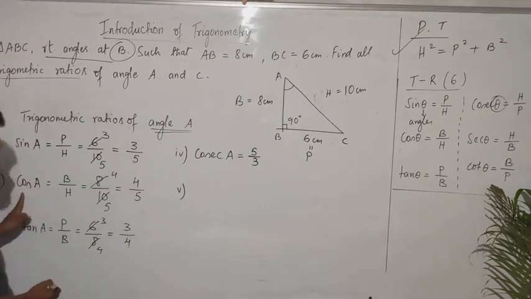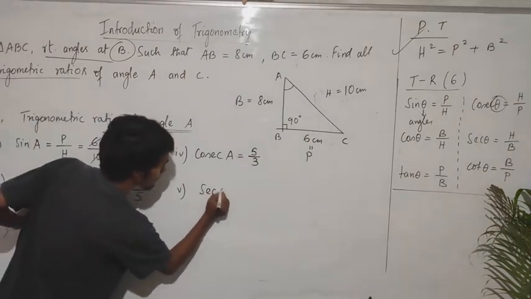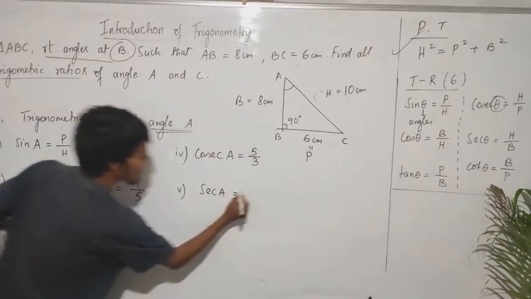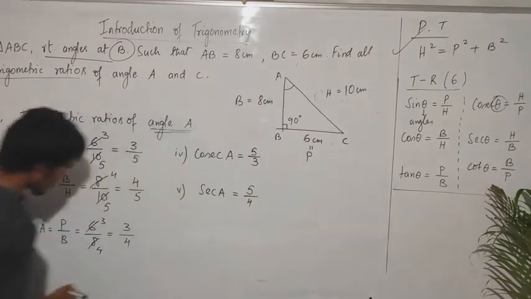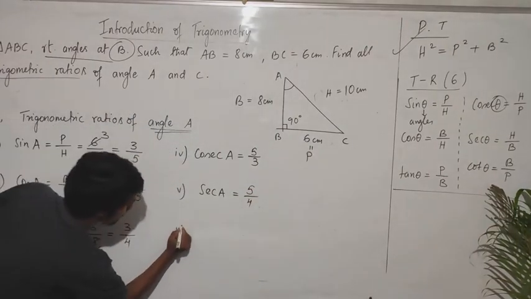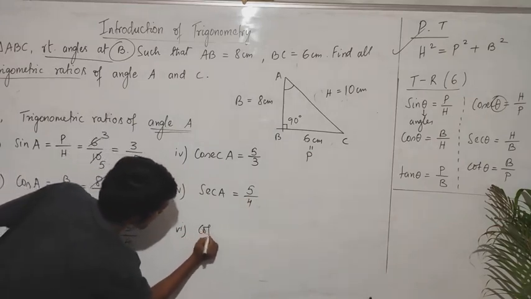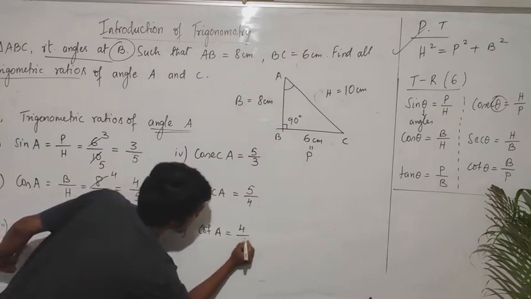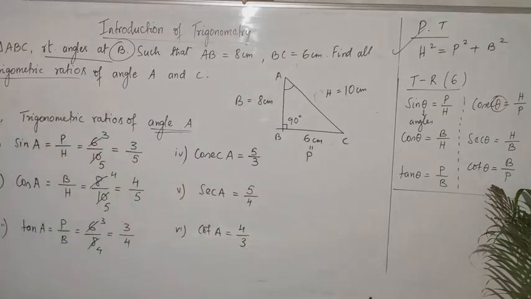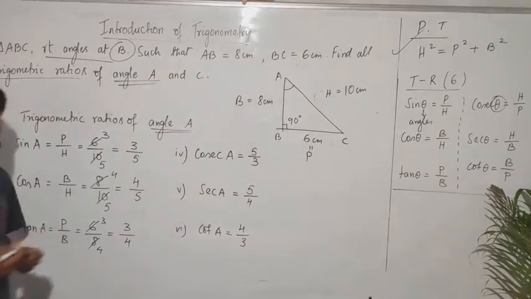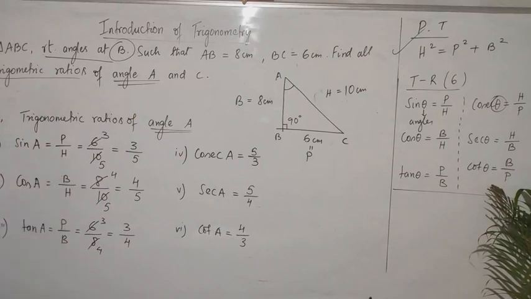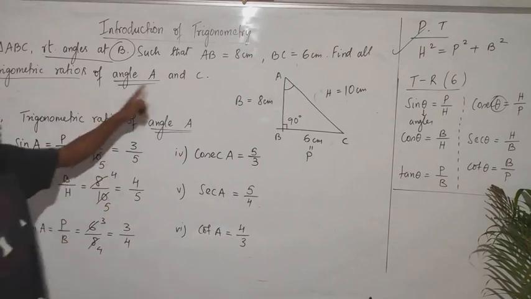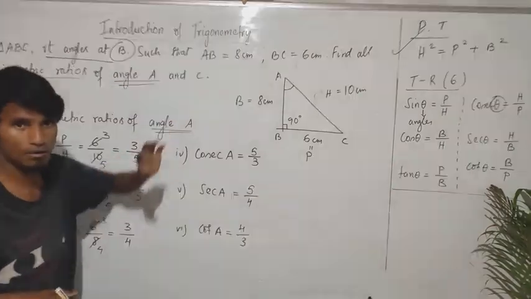Then this cos A, then here will be sec A. Then this will be 5 by 4. Then this will be tan A, and there will be cot A. Then this is 3 by 4, then here will change to 4 by 3. Now, these will be the trigonometric ratios of angle A. Now we got this one, angle A. Now how many answers? 6. Then we need to find trigonometric ratios of angle C. Here also there will be 6 answers.